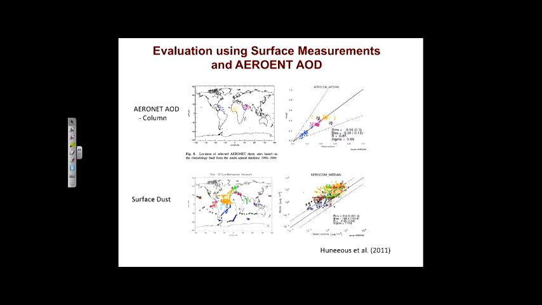They compare AERONET AOD, which is the most reliable observation, and in the North African region, the yellowish are confined within a factor of two. For surface concentration, this is a log-log scale, so the model concentration is maybe overestimating, but by a factor of two easily. So there are problems in modeling, both comparing with observations and comparing with each other.